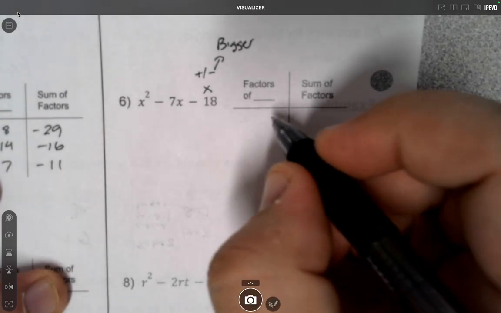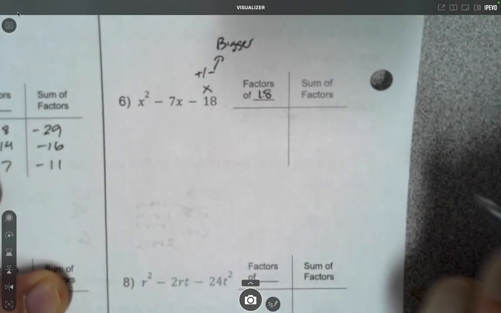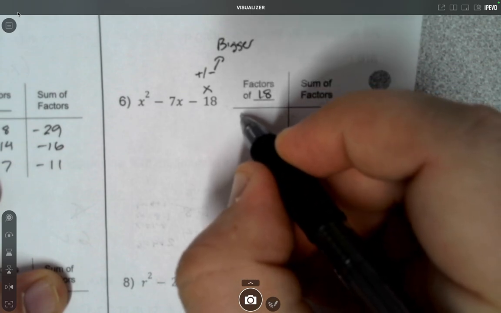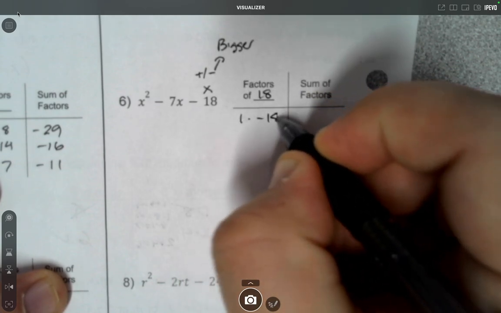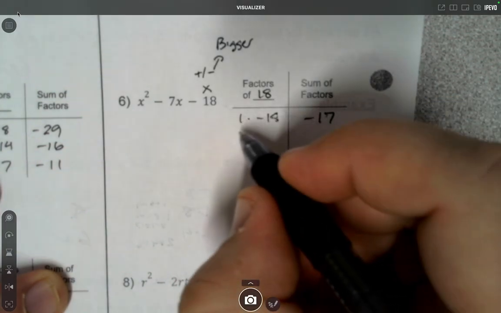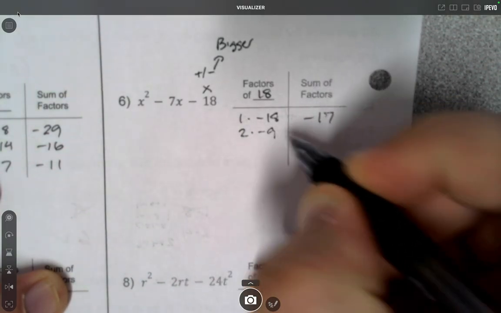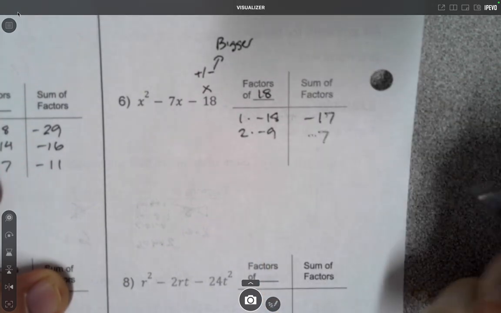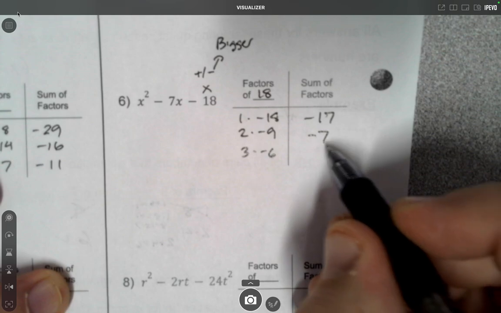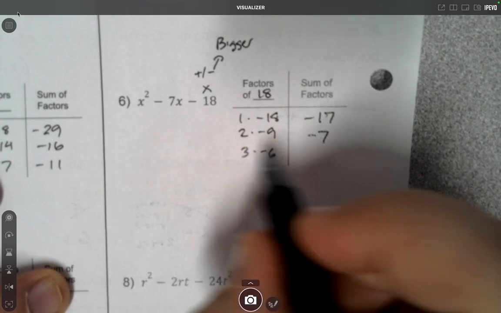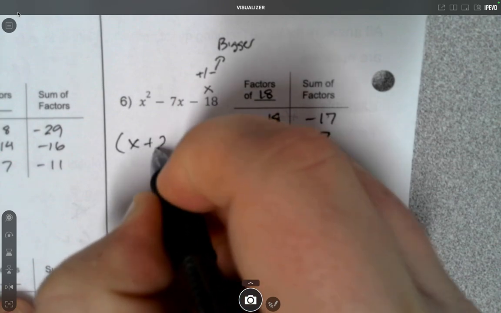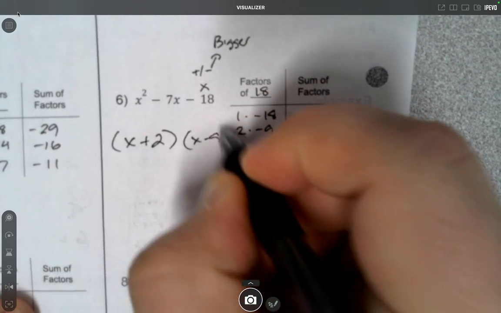So we've got to figure out factors of 18. The bigger one's negative, so I'd say 1 and negative 18. Adding those together gives me negative 17. 2 and negative 9, add those together and get negative 7. Now there is another possibility, 3 times negative 6, but we've already found the one we need, the negative 7. So positive 2 and negative 9 will give us our answer.